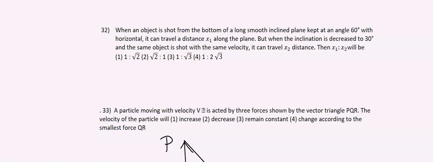When an object is shot from the bottom of a long, smooth, inclined plane kept at an angle of 60 degrees with horizontal, it can travel a distance x1 along the plane. But when the inclination is decreased to 30 degrees and the same object is shot with the same velocity, it can travel x2 distance. Then x1 is to x2 will be 1) 1 is to root 2, 2) root 2 is to 1, 3) 1 is to root 3, and 4) 1 is to 2 root 3. Now let us solve this.